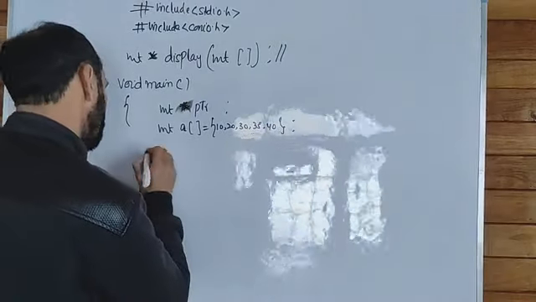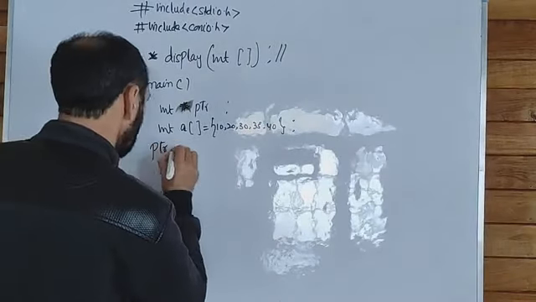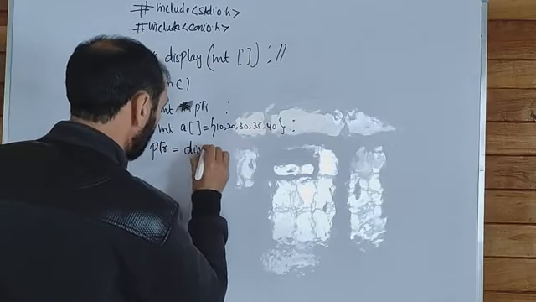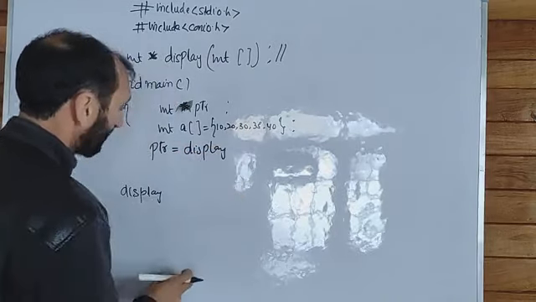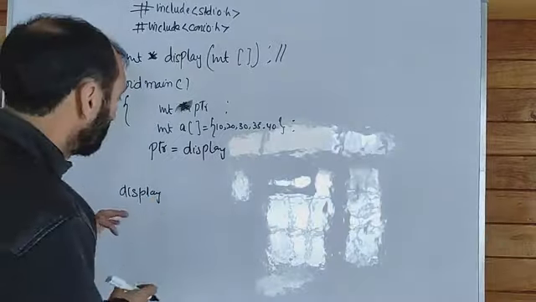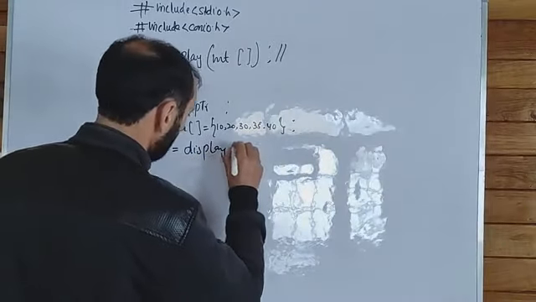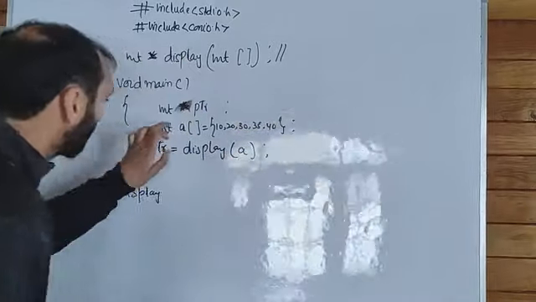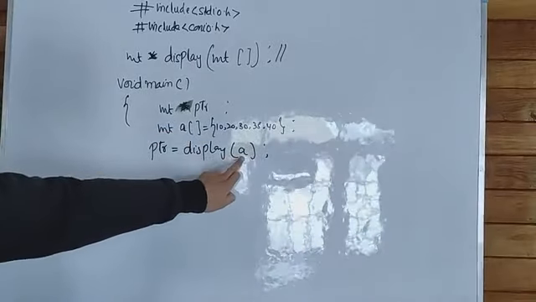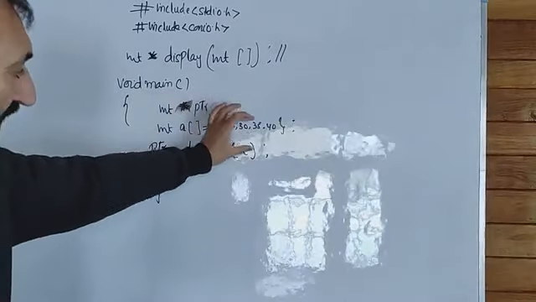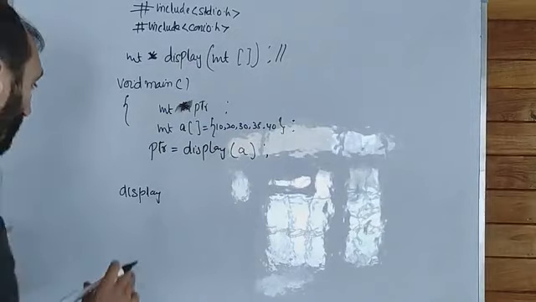And after that, this ptr will receive the address that is going to be returned by the called function display. And here I am passing the name of the array. That means what is going to be passed here? The name of this array. That means this array is going to be passed to the called function.